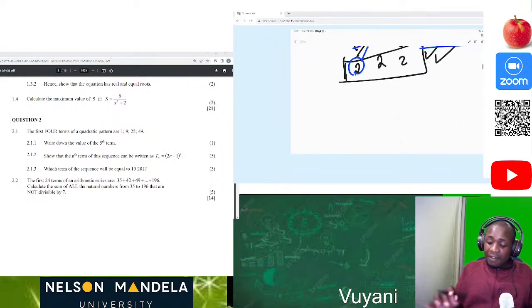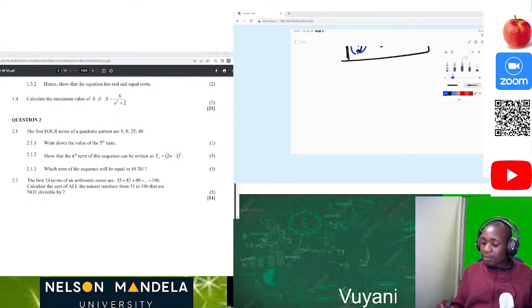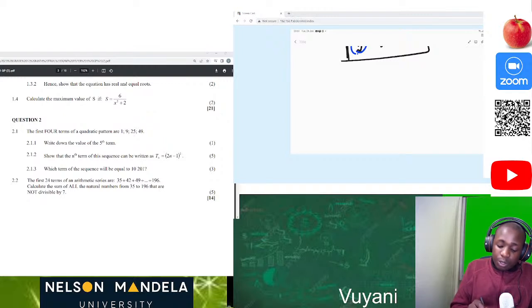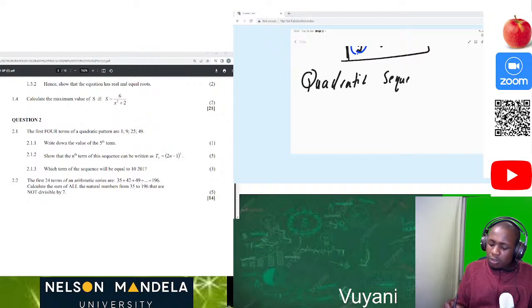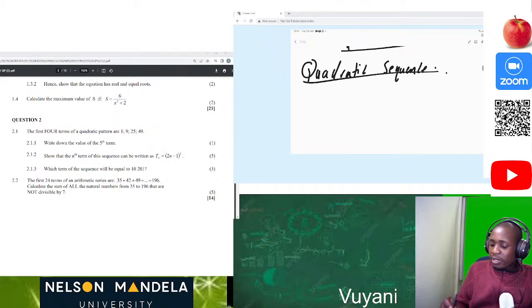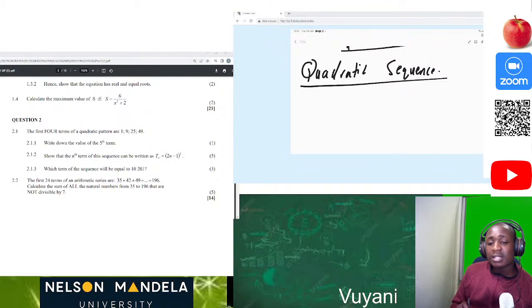Then now in grade 11, we were introduced to something which is a bit difficult, which we call quadratic sequence. So we were introduced to quadratic sequence in grade 12. What is important in quadratic sequence is to understand just 3 things, I think.